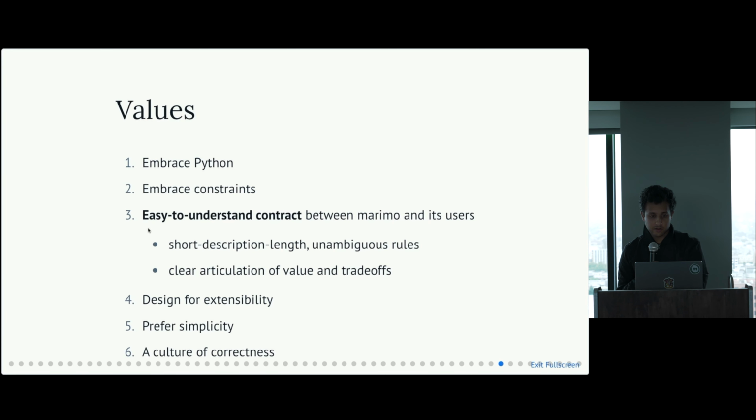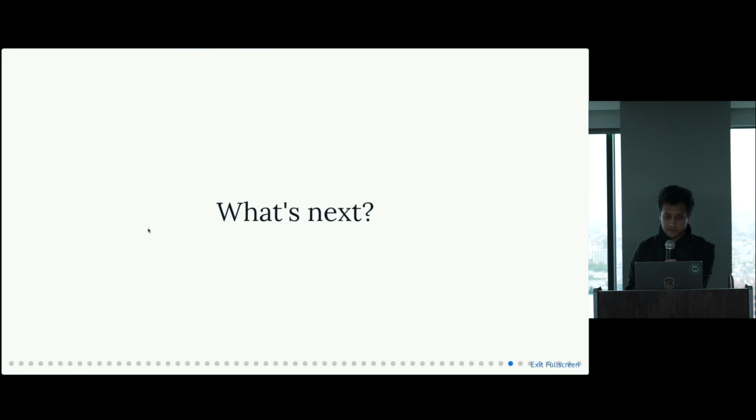So, wrapping up some of our values: we embrace Python, and we embrace constraints instead of trying to plow through them. The main thing is that we have an easy to understand contract between our programming environment and our users. It has a short description length: don't redefine variables, no cycles, dataflow depends on variable definitions and references. And we have a clear articulation of the value that these things provide and their trade-offs. By having this easy to understand contract, we find that it helps users adopt our tool, even though it is very different from a traditional notebook.